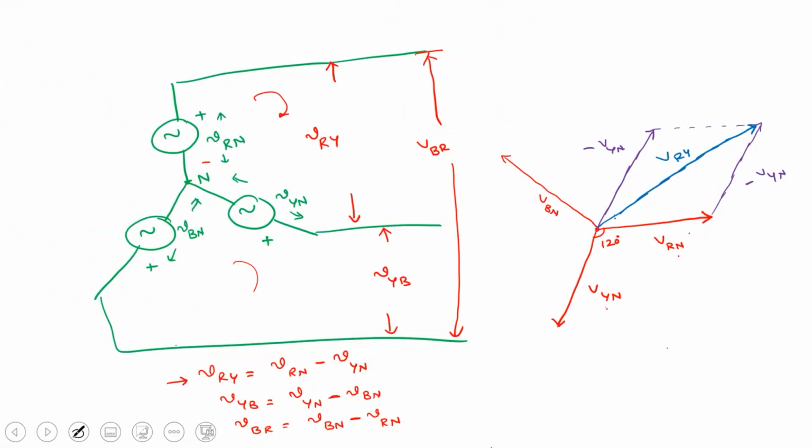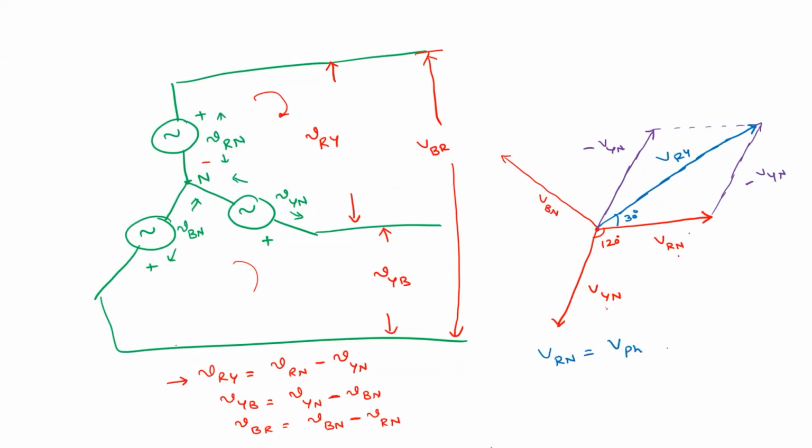So what is this angle? The whole angle is 60 degrees, so this will be 30 degrees, right? Okay. So now let us assume that VRN is V phase. Its magnitude is V phase.